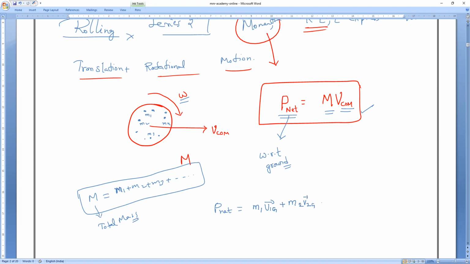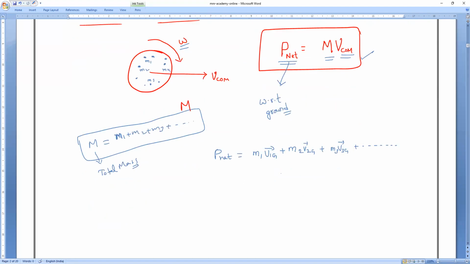M2V2G, with respect to ground. Plus the next one, M3V3G, with respect to ground, and so on. Clear, everyone? Now, observe very carefully here.